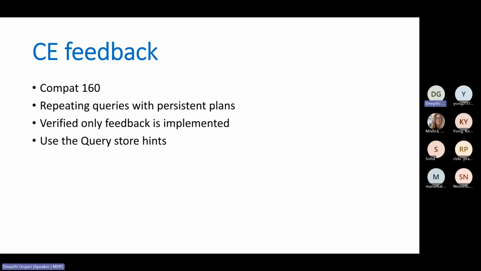And it is verified: the feedback is implemented only after it first verifies it. And it will always use the query store hints. If a cardinality estimate feedback is implemented, it will show up in the query store hints as well.